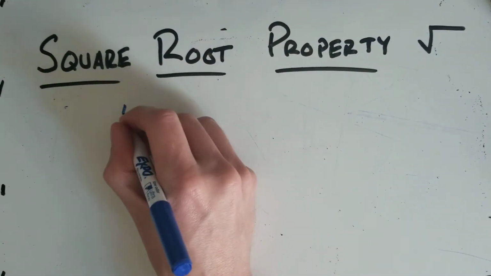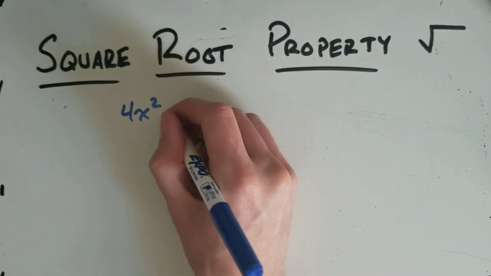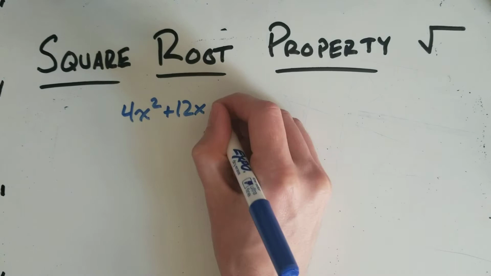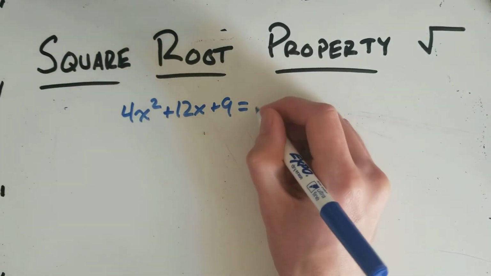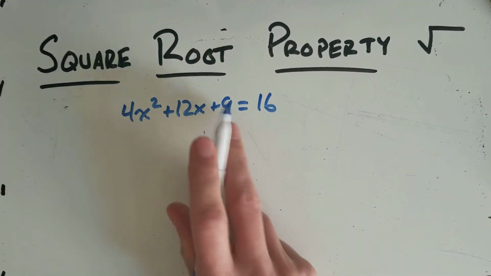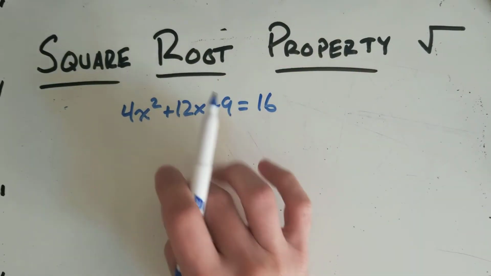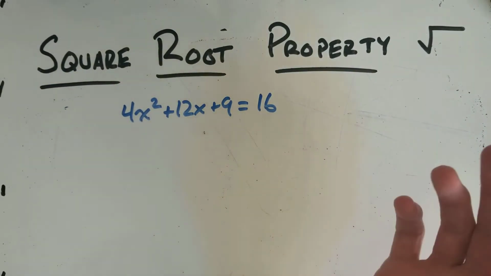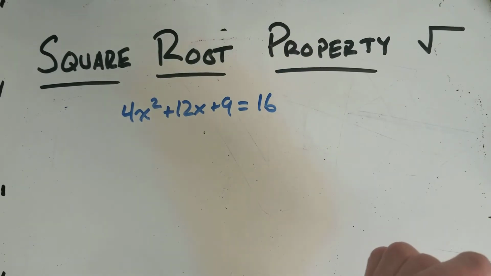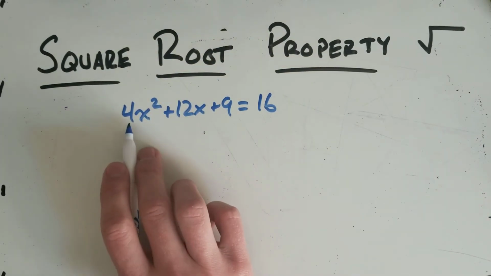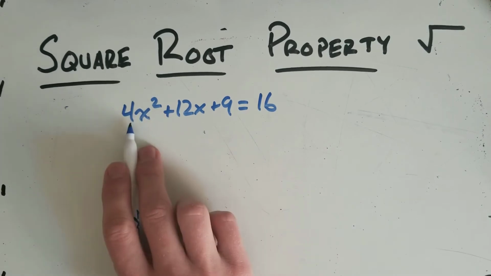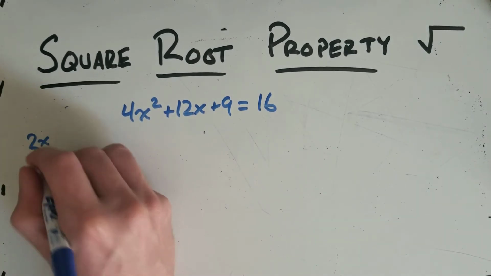So we have 4x squared plus 12x plus 9 is equal to 16. And let's see if this left side is a perfect square. If it is, then we can use the square root property. If it's not, we'd have to subtract the 16 and fall back on that zero product property. So to check to see if this is a perfect square, well, you take the square root of this first term, that would be 2x.